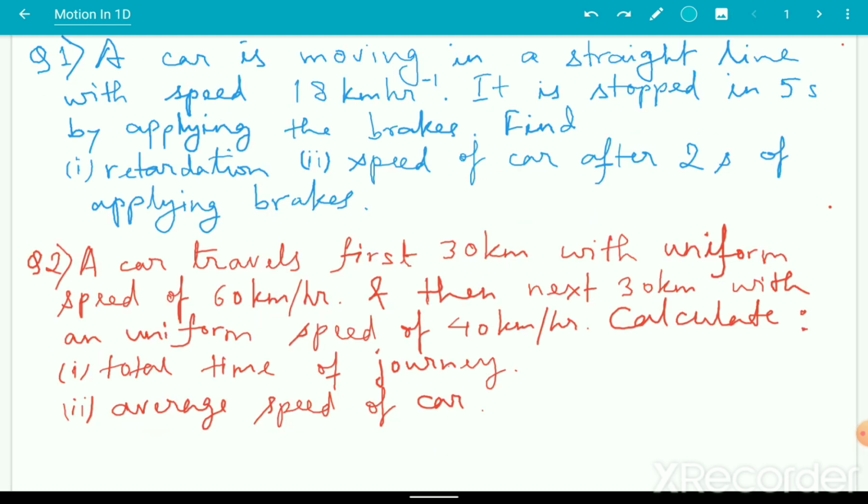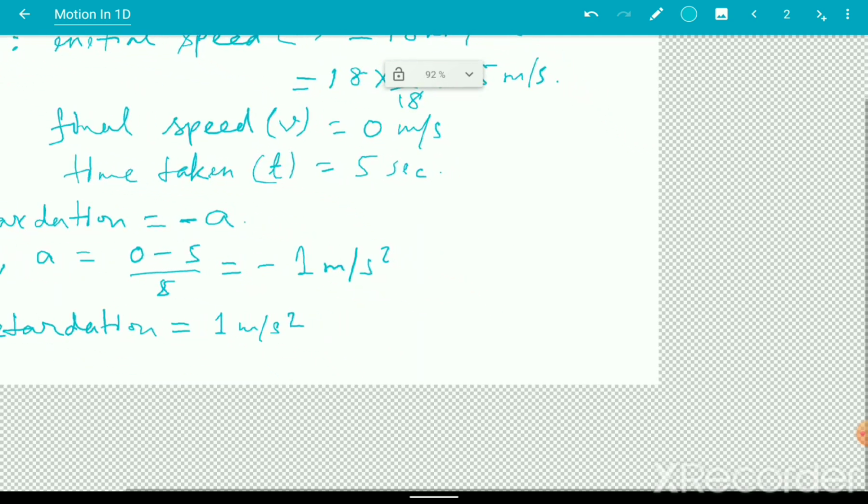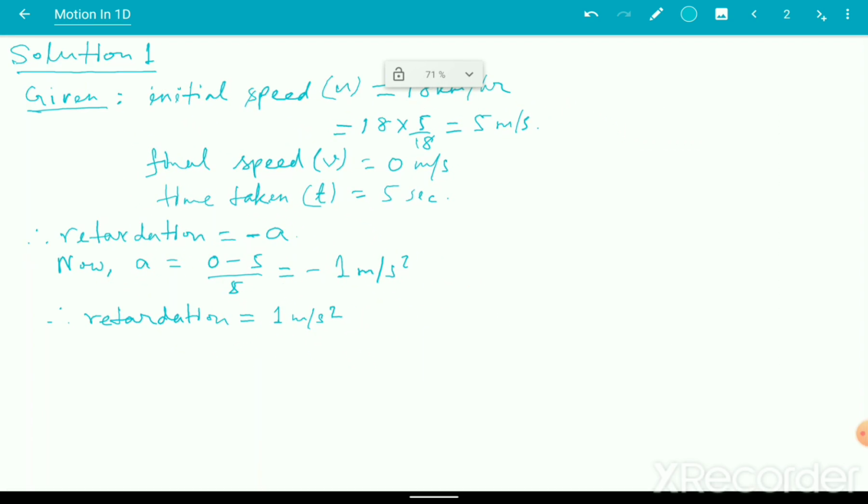Now you have to find out the speed of the car after 2 seconds. Actually, it was moving with a speed of 5 meter per second. If we just consider the speed of the car, you can consider the second part. This was the first part.